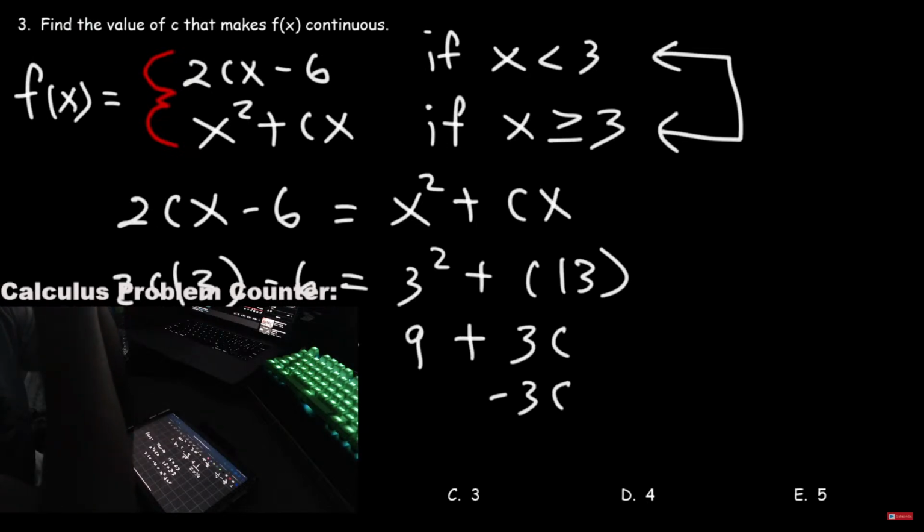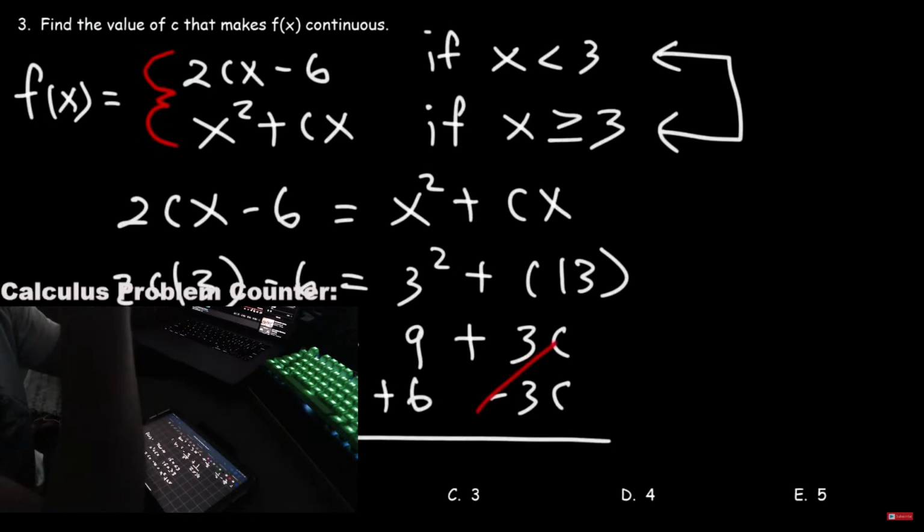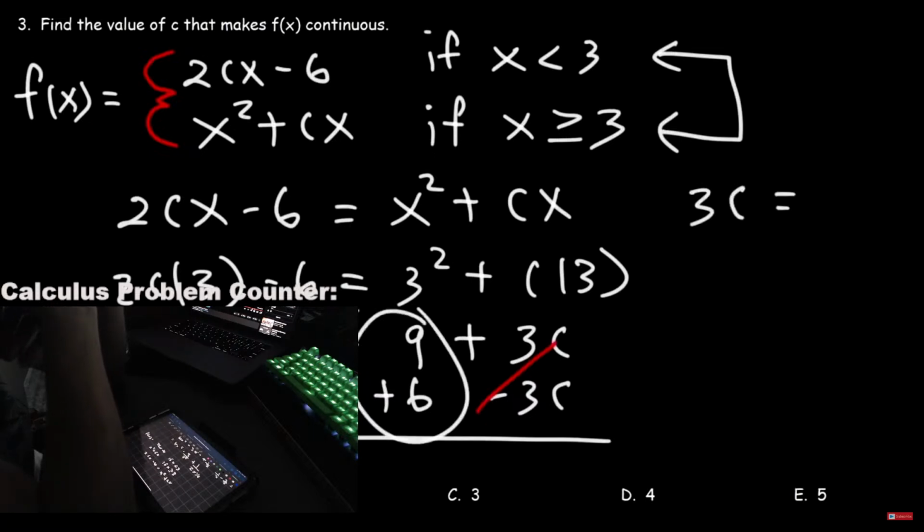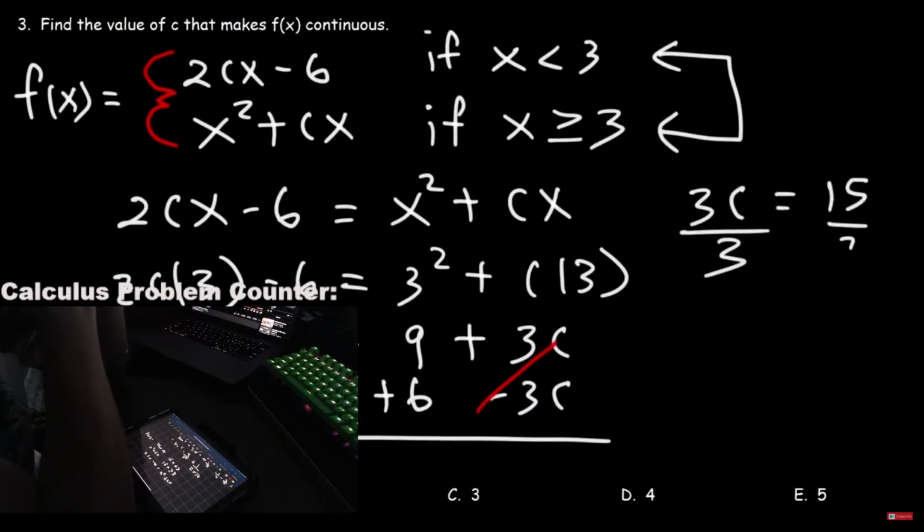Now let's subtract both sides by 3c, and at the same time, let's add 6 to both sides. So we can cancel this and that. So here we have 6c minus 3c, which is 3c, and then 9 plus 6, that's 15. Dividing both sides by 3, we'll just have it there.